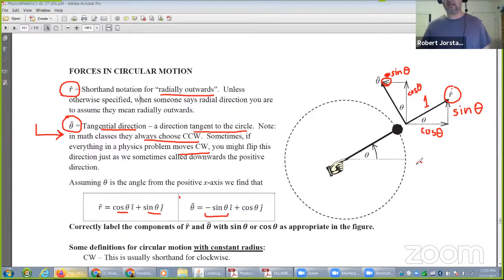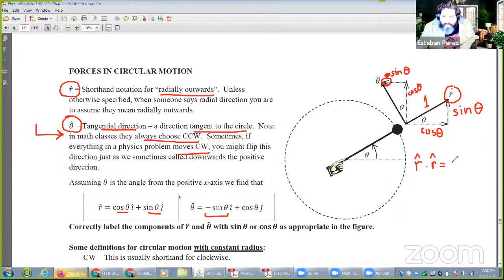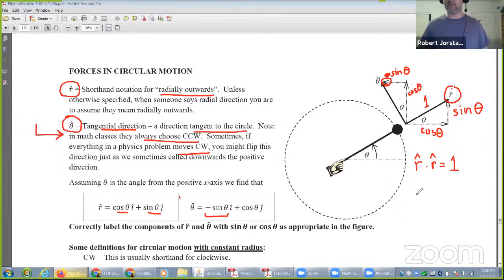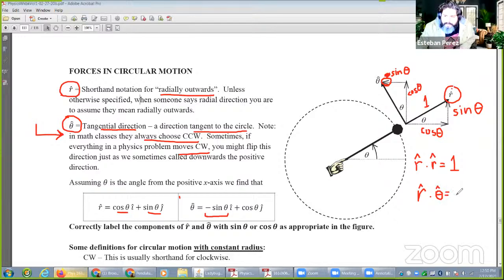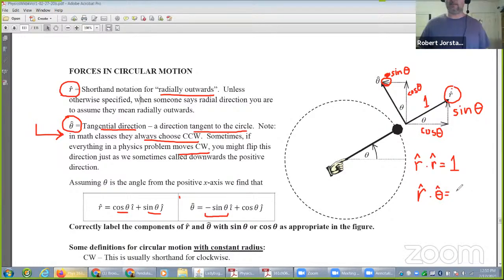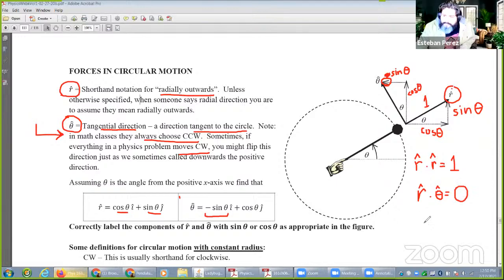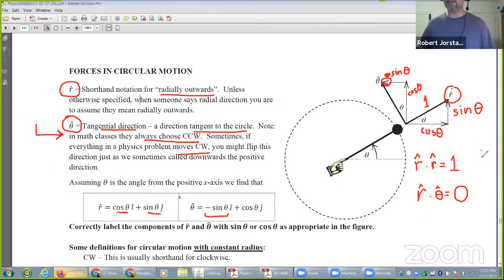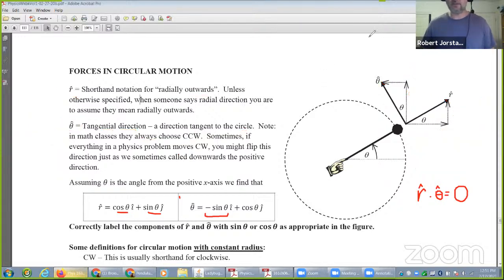Notice R hat dot R hat. What does that equal? Does anyone remember? 1. Any unit vector dotted with itself is 1. What's R hat dot theta hat, if you had to guess? What's the angle look like between those? 90 degrees. So the dot product is 0. So this is basically another coordinate system. Instead of using I hats and J hats, we're now going to start using R hats and theta hats. All right. So that's that.